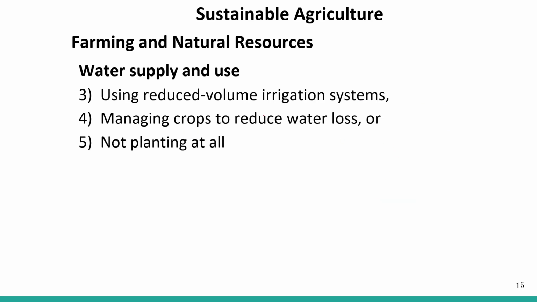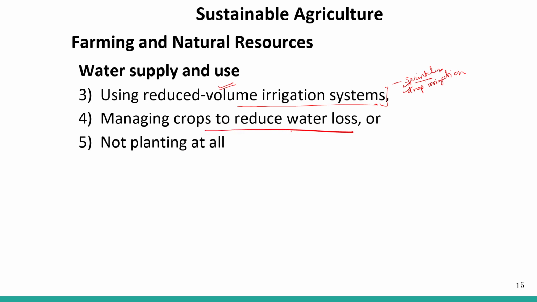Okay, using reduced volume irrigation systems. Reduced volume irrigation system means water should be conserved. So either we can go for the sprinkler or drip irrigation system, right? There are so many things that we can do for saving our water and not wasting it, conserving water. Managing crops to reduce water loss.